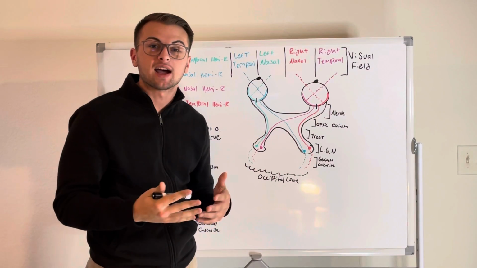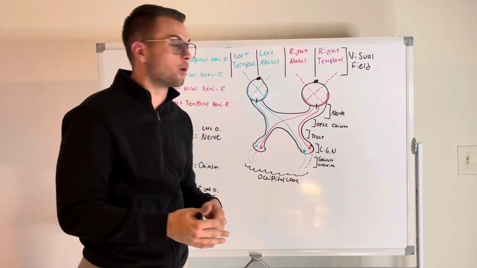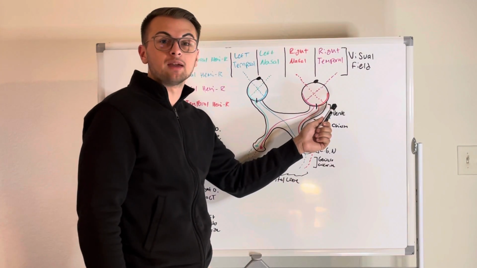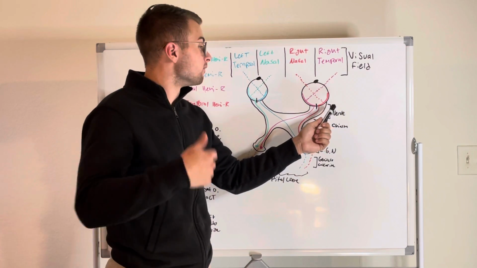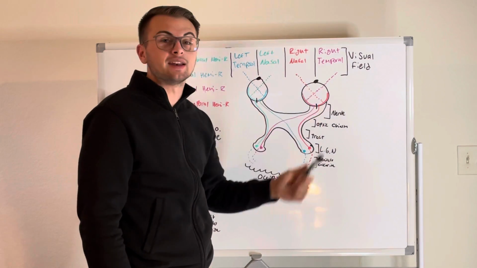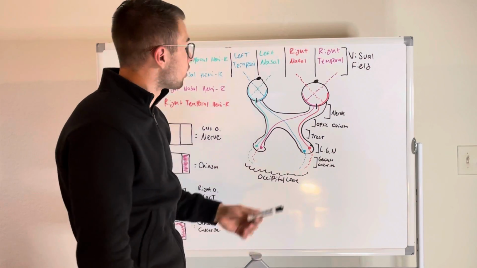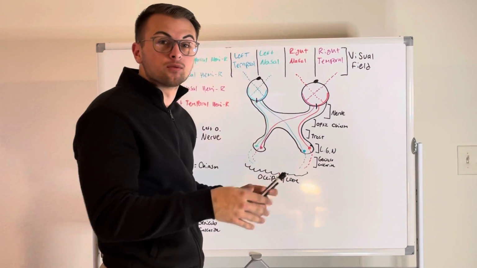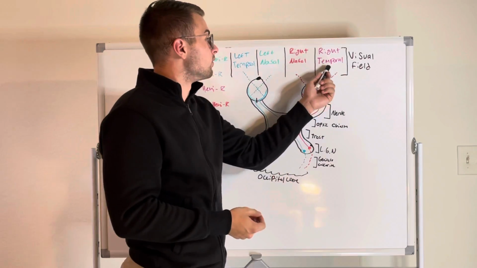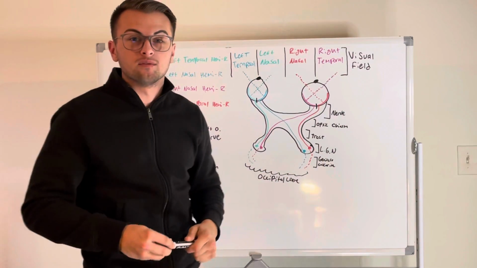And on the right side, it's the exact same thing. So our right temporal hemiretina is actually responsible for our seeing of the right nasal visual field, and our right nasal hemiretina is responsible for our viewing of the right temporal visual field.